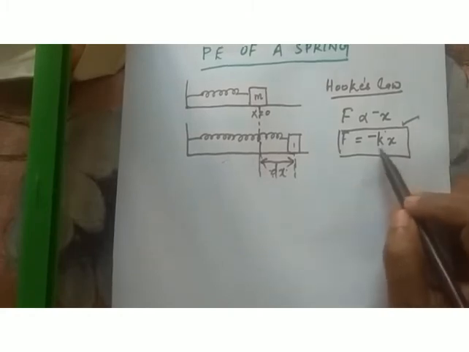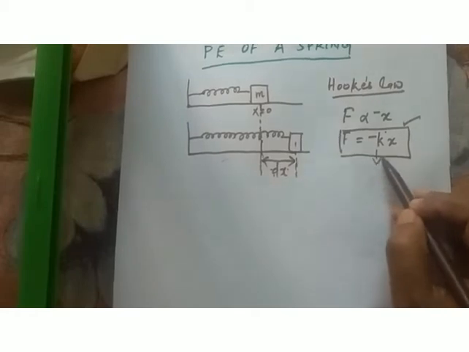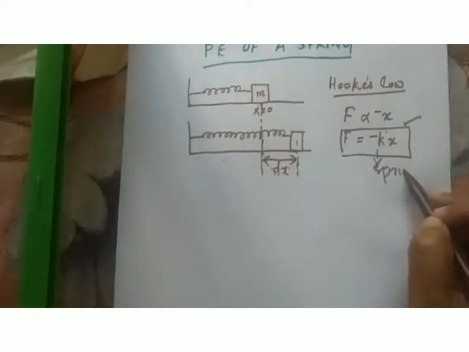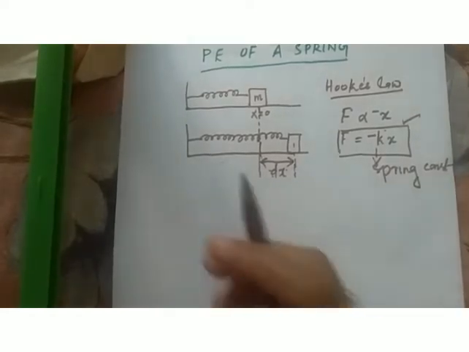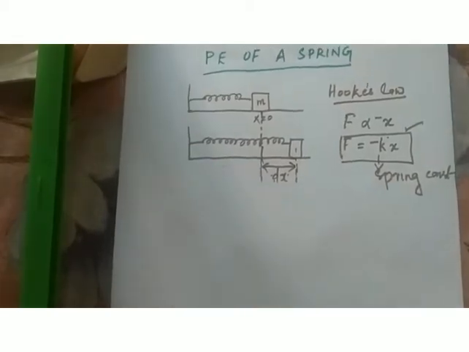Don't worry about Hooke's law. We will study more about it in our chapter Mechanical Properties of Solids. You must remember this expression. So this is the restoring force developed in the spring. F is equal to minus kx, where k is a constant and it is known as the spring constant. So k is known as the spring constant. Okay, now we can come back to the expression for the potential energy of a spring.